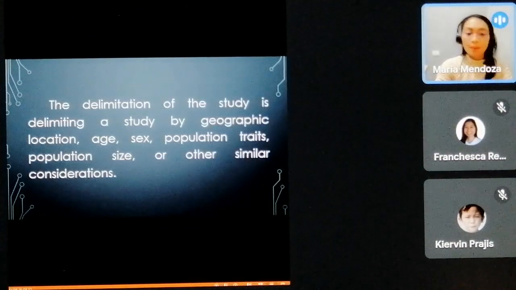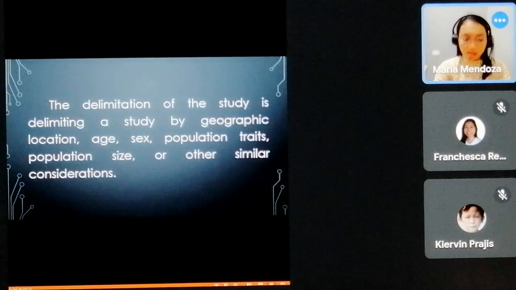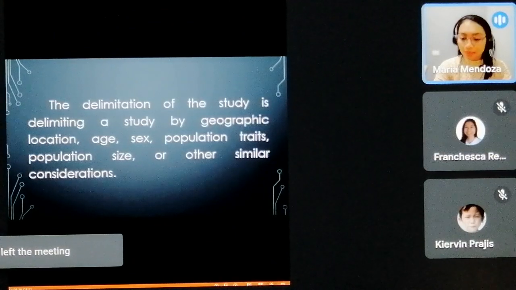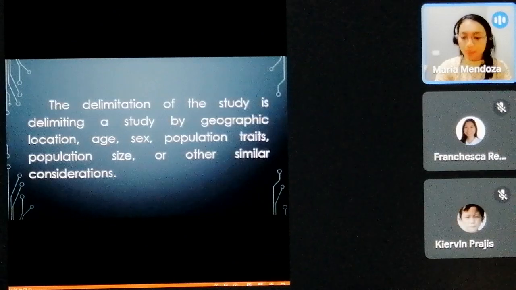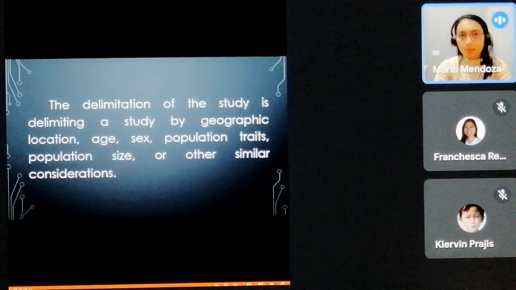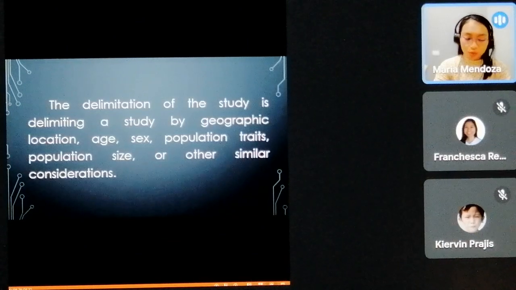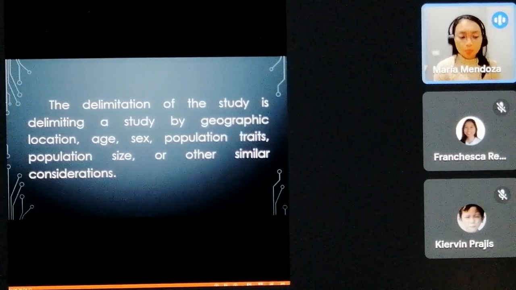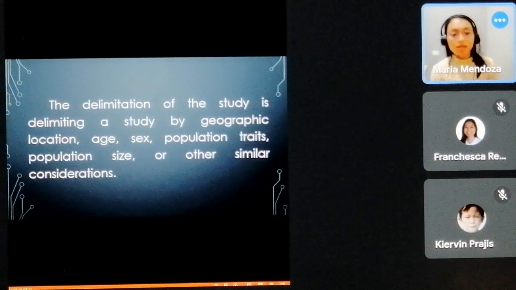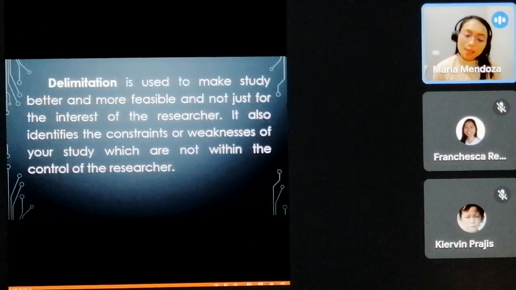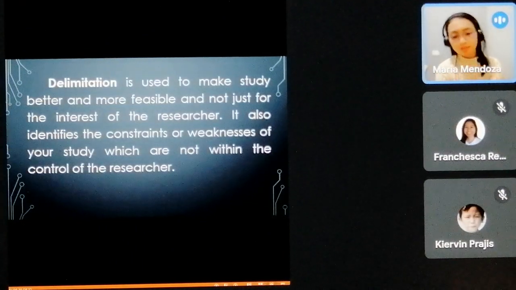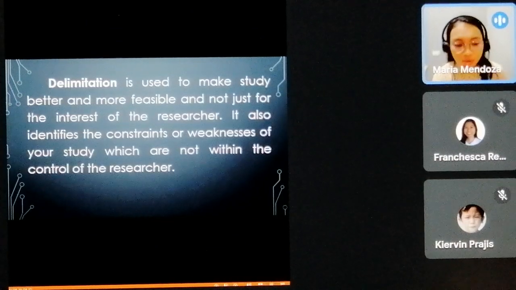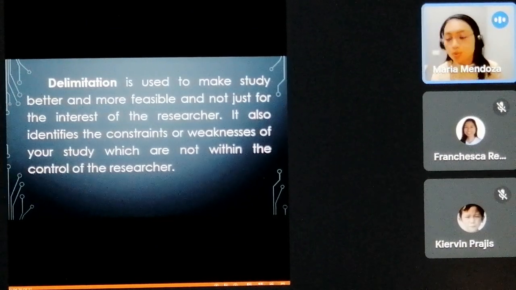The population traits, the population size, and the other similar considerations. Other similar considerations will be the type of institution. Example, 100 people working on private institution and 100 people working on public institutions. So commonly, public institutions are government offices. Okay? And of course, alam na natin kung ano yung mga private institutions. So such are an example on how we're going to delimit your topic with the use of the geographic location, the age, sex, and such. So delimitation is used to make study better and more feasible, and not just for the interest of the researcher. It also identifies the constraints or weaknesses of your study, which are not within the control of the researcher.